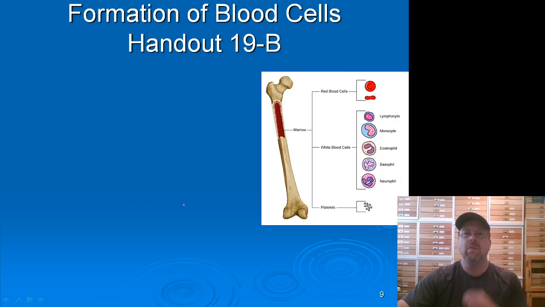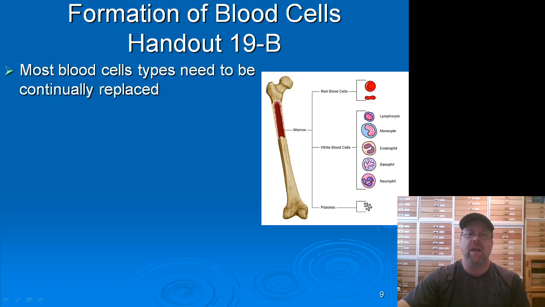Okay, so let's talk about how these cells are created. And that's going to be handout 19B. And so it says most blood cells need to be continually replaced. We are always replacing blood cells. All right, red blood cells last several months, and then they have to be recycled. White blood cells may only live a few hours or a few days. They find a pathogen, they kill it, they may die themselves. So we're constantly recreating blood cells.